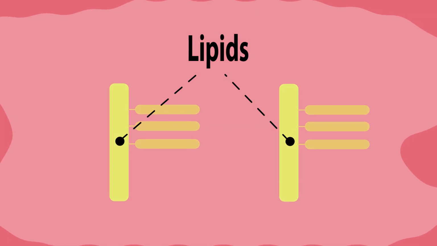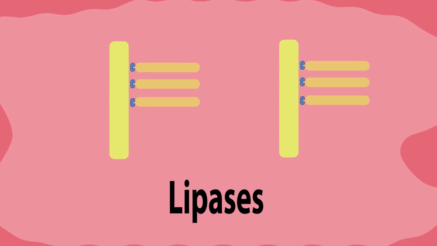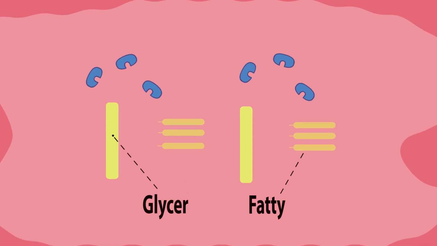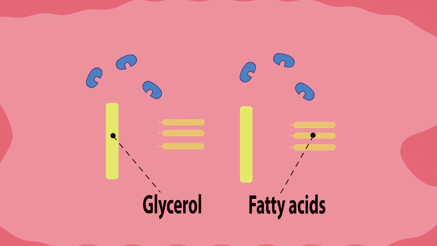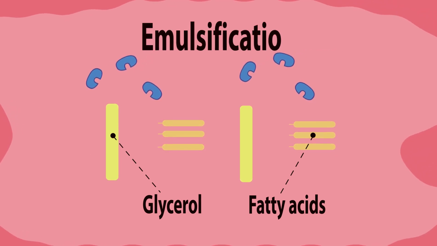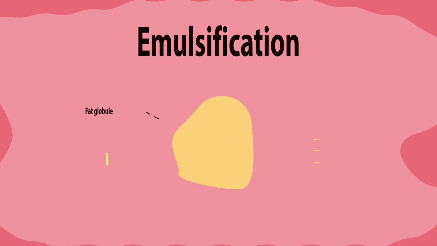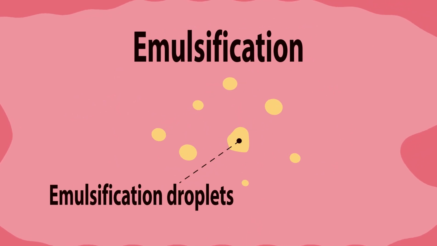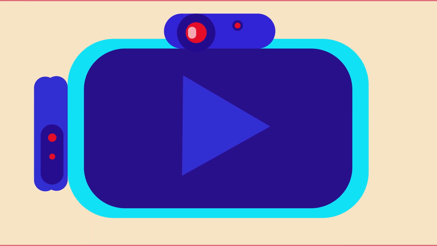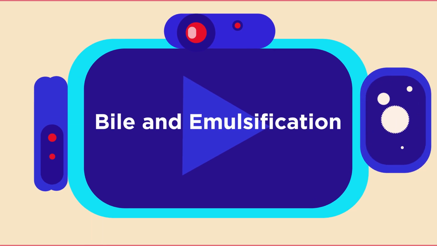And the last group of food, lipids. Lipids are digested by enzymes called lipases into glycerol and fatty acids, but it's not an easy job. It requires a process called emulsification to take place first. Emulsification breaks the lipids into smaller droplets. The smaller droplets have a larger surface area for the lipase enzymes to work on. To learn more about bile and emulsification, watch this video.